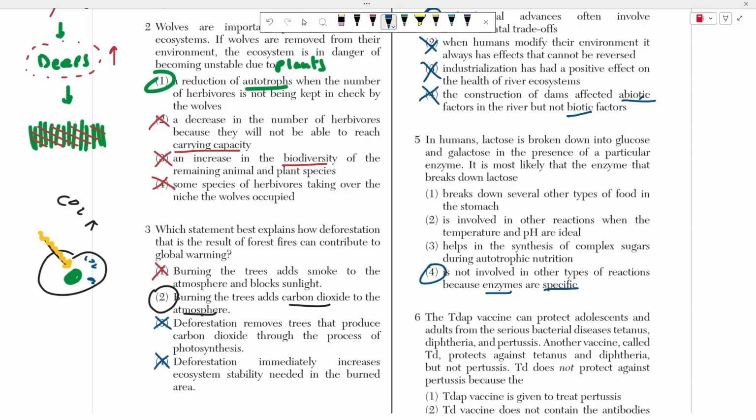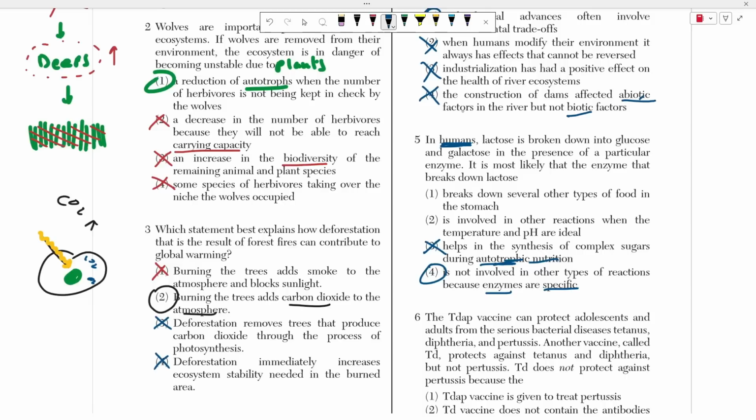3, helps in the synthesis of complex sugars during autotrophic nutrition. Again, this is false because humans are not autotrophs. Humans do not have autotrophic nutrition. So the enzymes that we have are not fitted for the enzymes that autotrophs have when they're undergoing autotrophic nutrition. We undergo heterotrophic nutrition. So our enzymes are going to be geared towards heterotrophic nutrition. They're not involved in autotrophic nutrition.